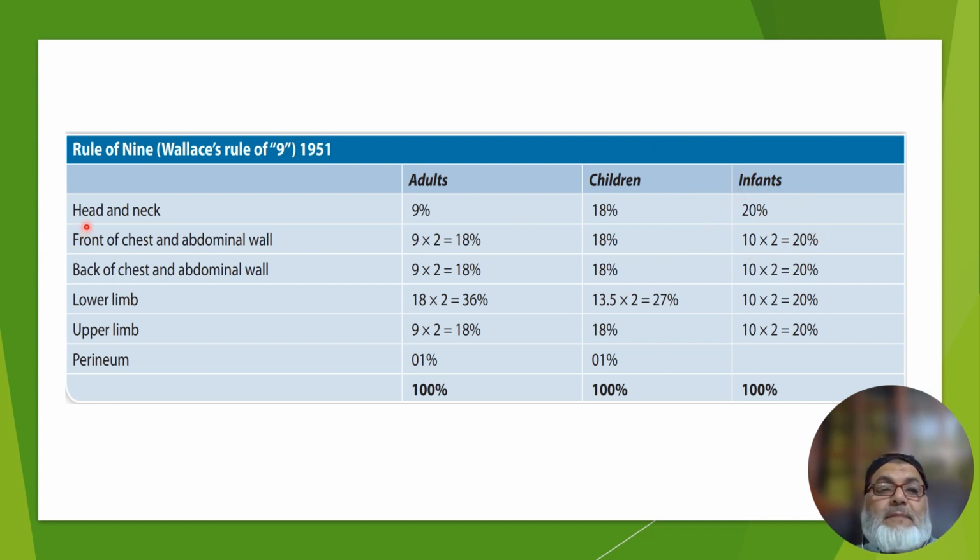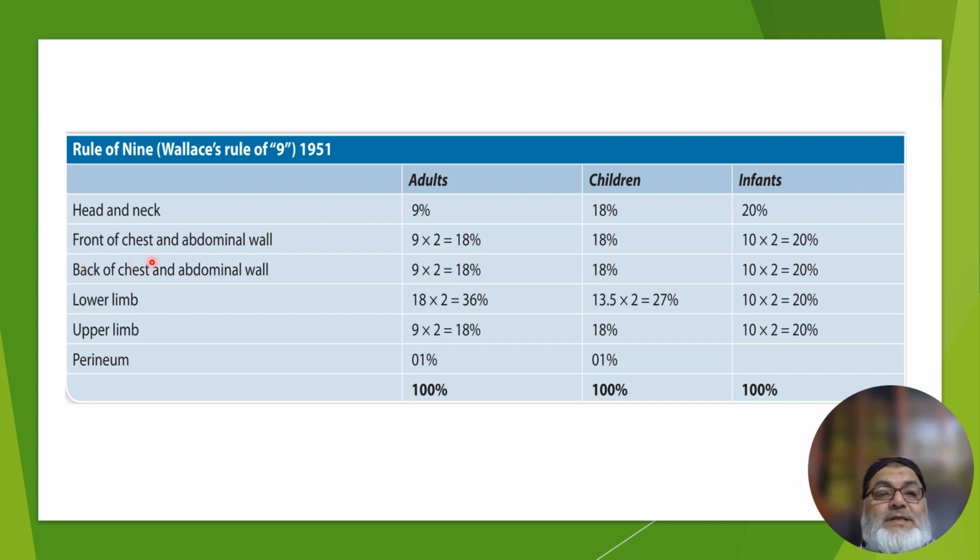So any patient who came to you with a burn only on the head and neck, in the case of an adult it is 9%. While if the same head and neck is involved in a burn but the patient is a child, you will mark 18%, while in infants it is 20%.